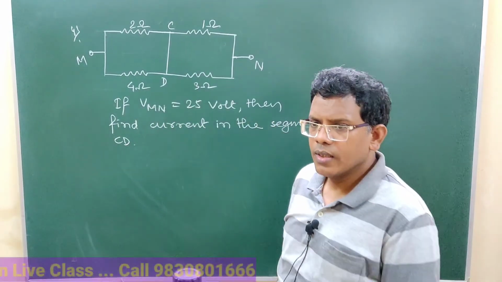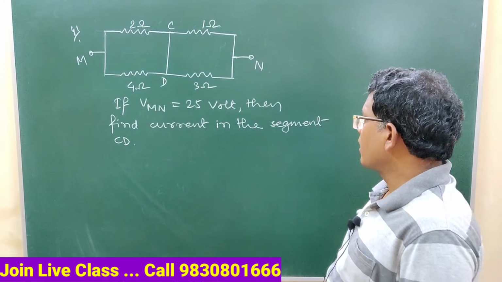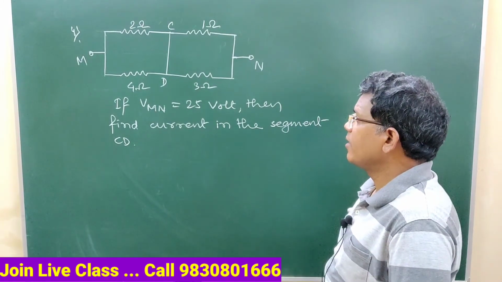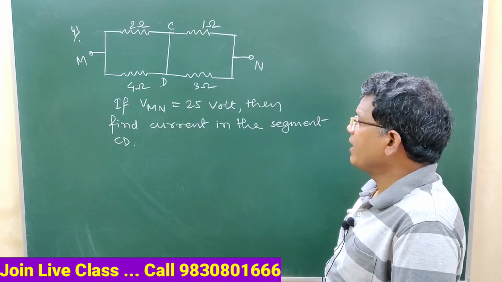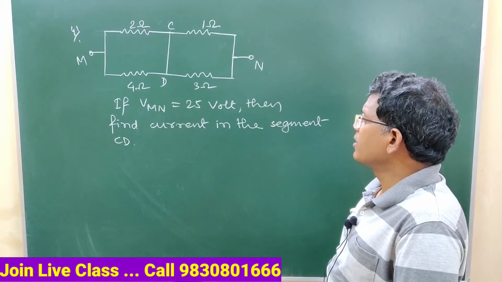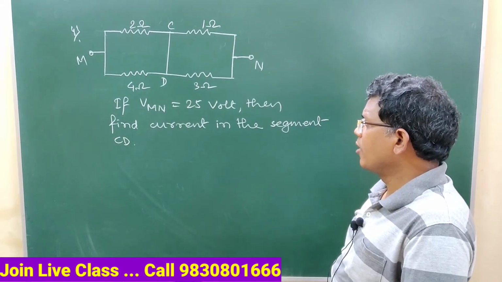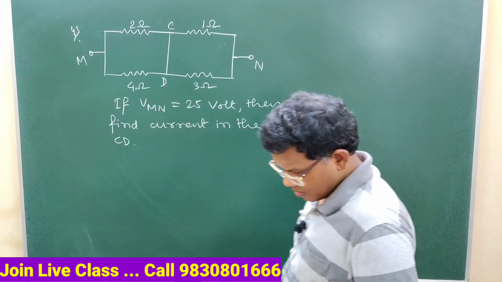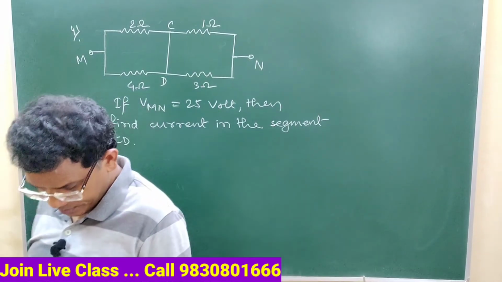So what will be the current in this segment CD? We need to calculate that from this given arrangement of resistor network.